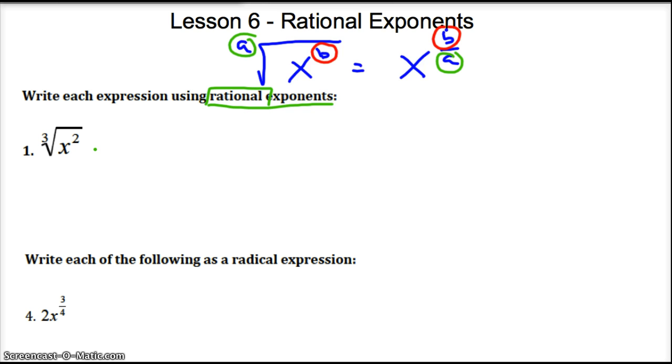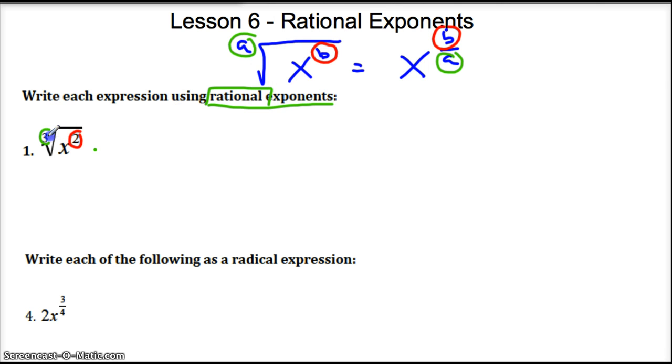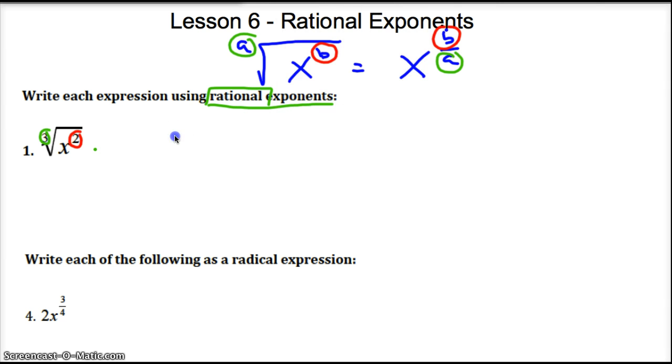Just to use the same colors, let's use this again. So we have an exponent of 2 and an index of 3. The way I'd rewrite that then would be x to the 2 over 3, because that's our exponent over the index, okay? And that's it. That would be the answer to this problem.